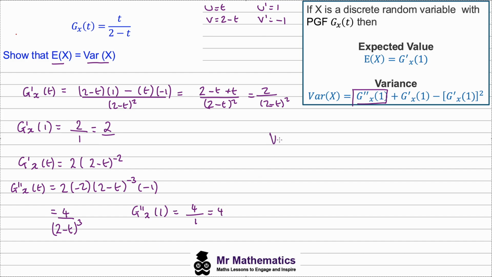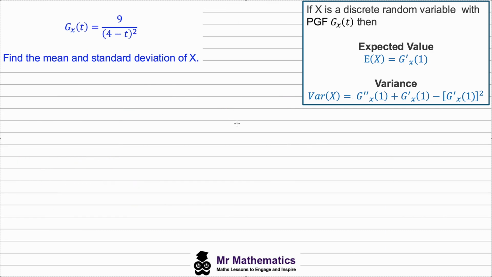And then to work out the variance, we'll substitute in this value and mean. We'll have the 4 plus the mean minus the mean squared. 4 plus 2 is 6, minus 4 will give us a variance of 2. And you can see that this is equal to the mean, okay? Let's try one final question.